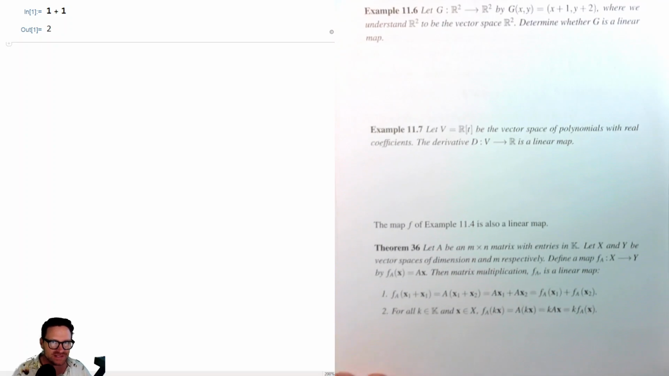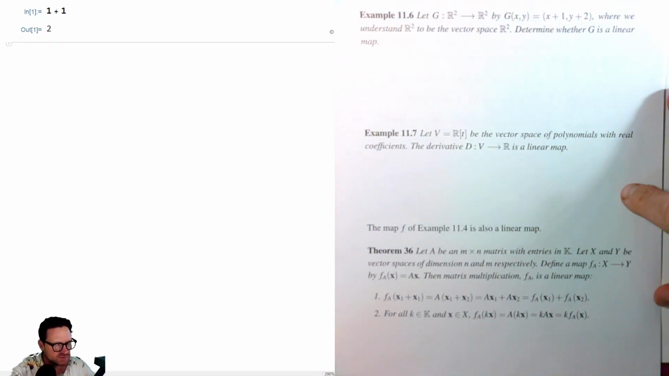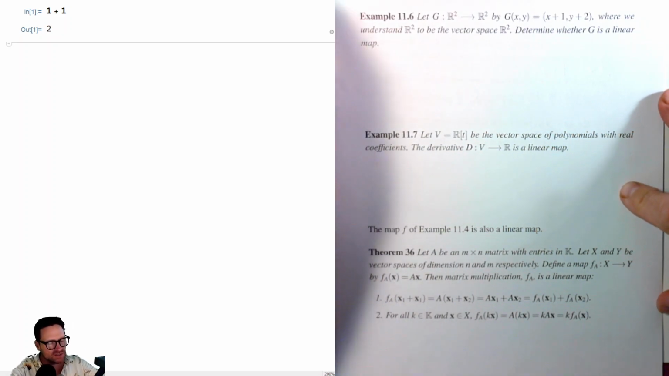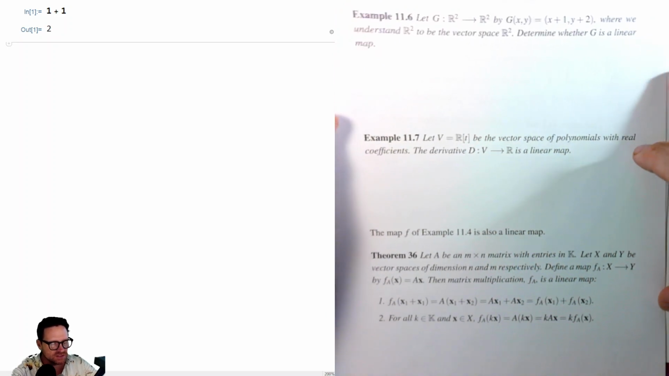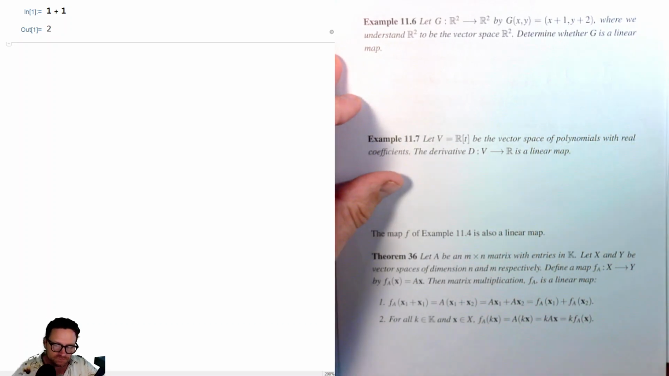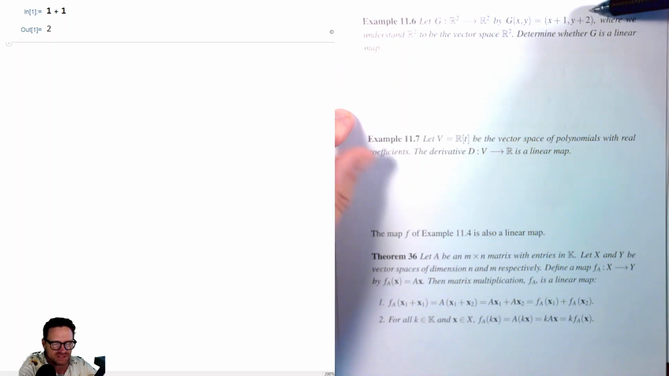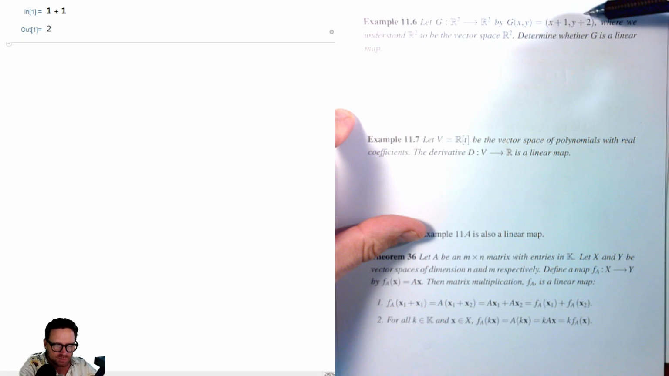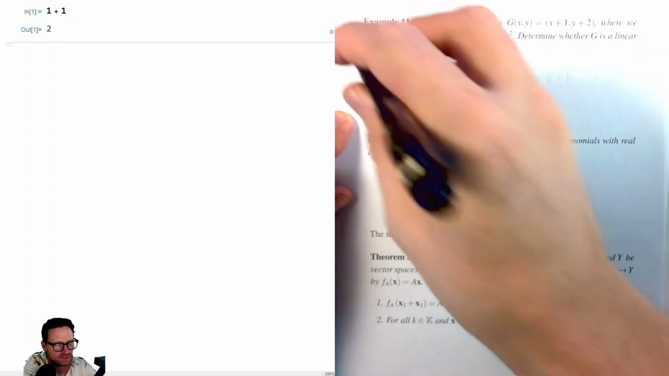Example 11.6. Let G map 2 space to 2 space by G of x, y is x plus 1 comma y plus 2, where we understand R2 to be the vector space R2. Determine whether G is a linear map. Well, it won't be a linear map even though these are linear functions, and the problem is the additive property will be a problem with the plus 1 and the plus 2 here. So let's see why.